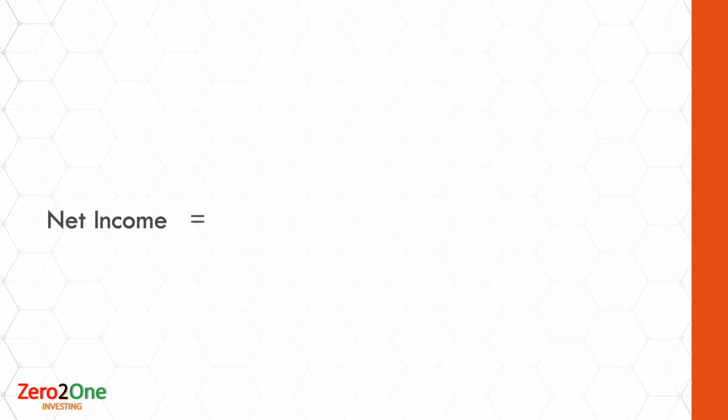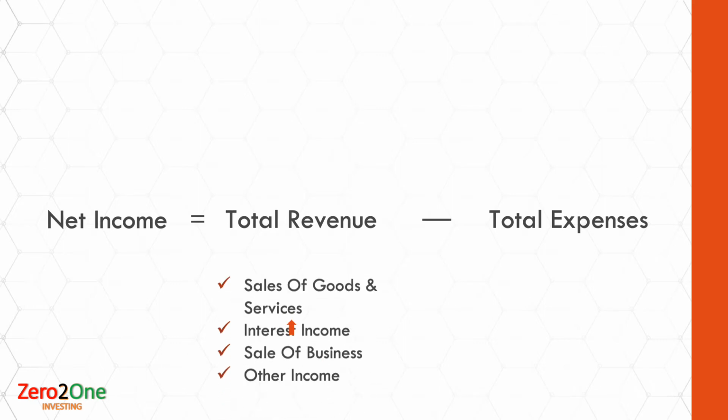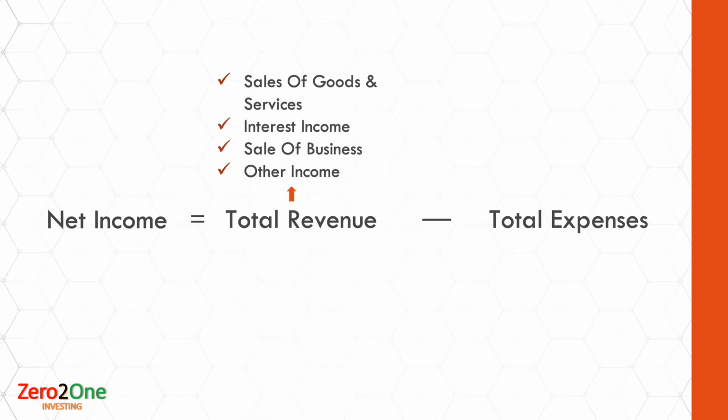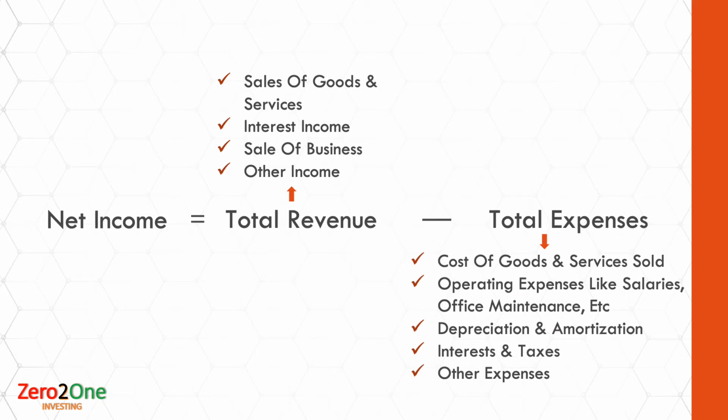Net income is the amount by which the total revenue exceeds the total expenses of a company for a given period of time. Total revenue in general includes different elements like earnings from sale of goods and services, interest income, income from sale of a business, or any other income which will vary from company to company. Similarly, total expenses include the cost of goods and services which are sold, operating expenses like salaries, wages, office maintenance, utilities and depreciation, interest expense on any debts and the taxes, or it can be any other expense for a company.